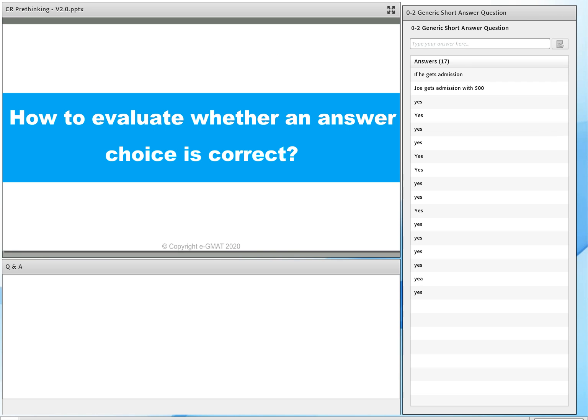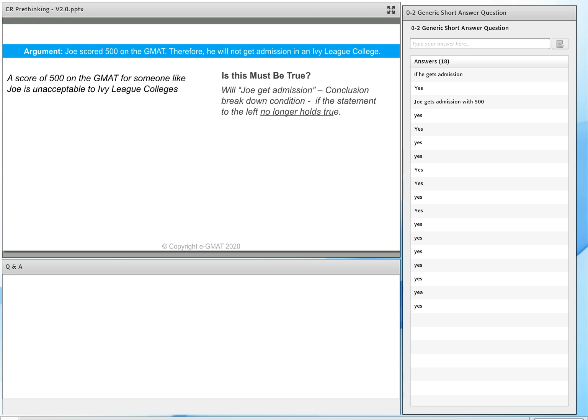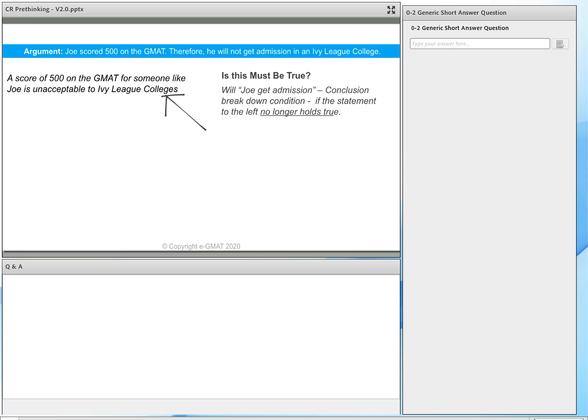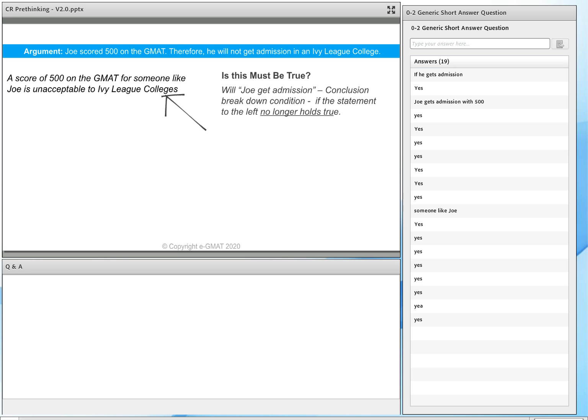So how do we figure out whether an answer choice is correct? Let's look at this. This is something that we came up with. Let's see how we satisfy the must be true condition. The option says a score of 500 on the GMAT for someone like Joe is unacceptable to Ivy League colleges. So the question that we ask is, will the conclusion break down if the statement to the left is no longer true?